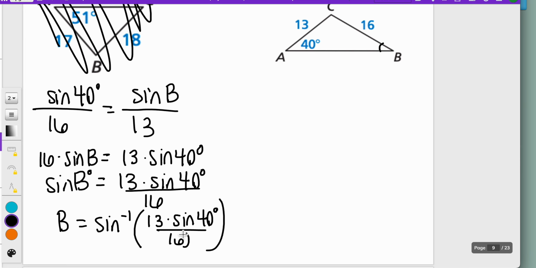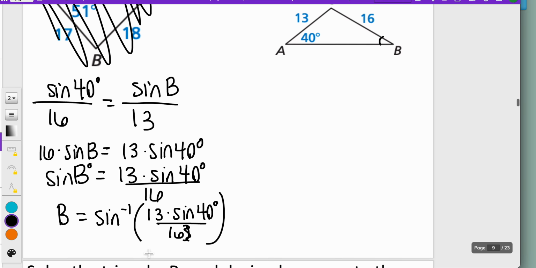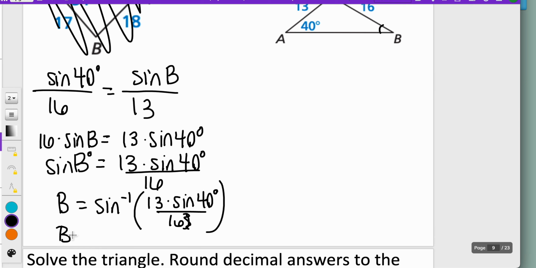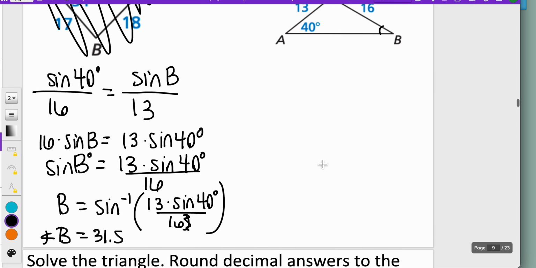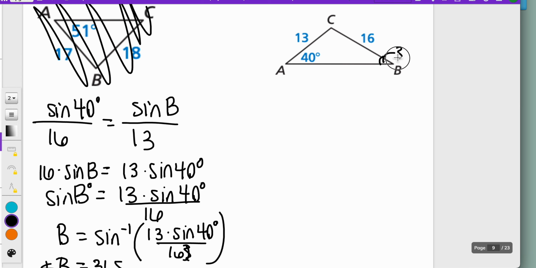Okay? So what I'm doing is I'm going to type this into the calculator as 40 times sine times 13, then divide that by 16. I'm going to get 0.5222. Then I'm going to find the inverse of that for sine, and I'm going to get 31.5 rounded. So angle B is 31.5 rounded, and I'm going to go ahead and write that right here just so I can get a visual.